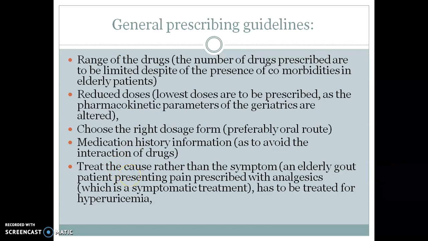Treat the cause rather than the symptoms of the disease, so understand the pathophysiological mechanism behind the patient's condition. Here, an elderly gout patient presenting with pain and prescribed analgesics is receiving symptomatic treatment; he has to be treated for hyperuricemia. The pain is not the main problem, gout is. The pathophysiology behind gout has to be treated, which is hyperuricemia, meaning an abnormally increased amount of uric acid in the blood.